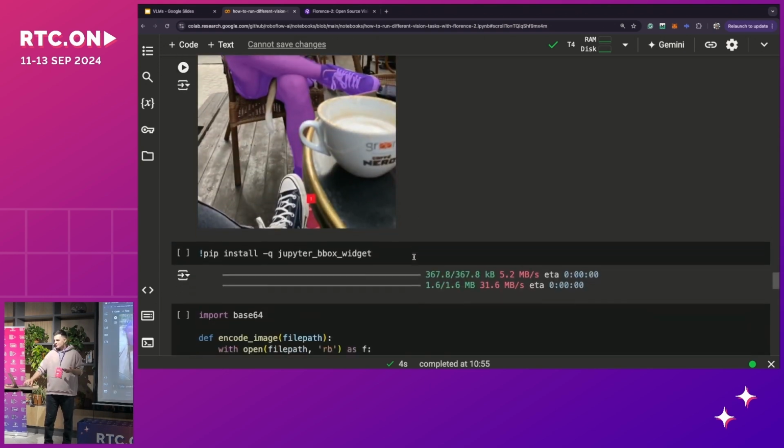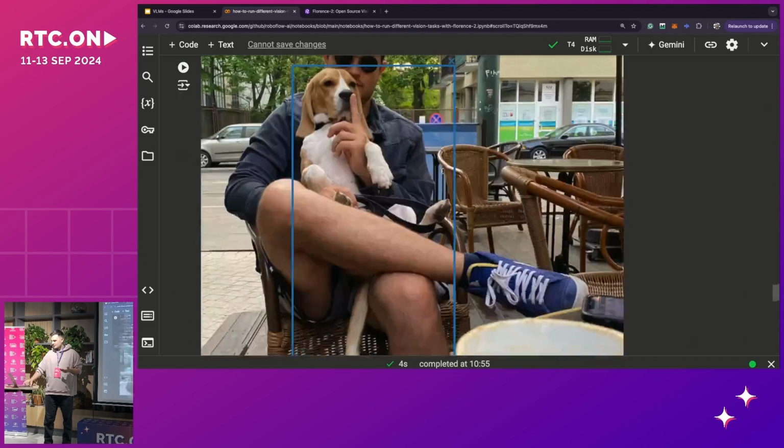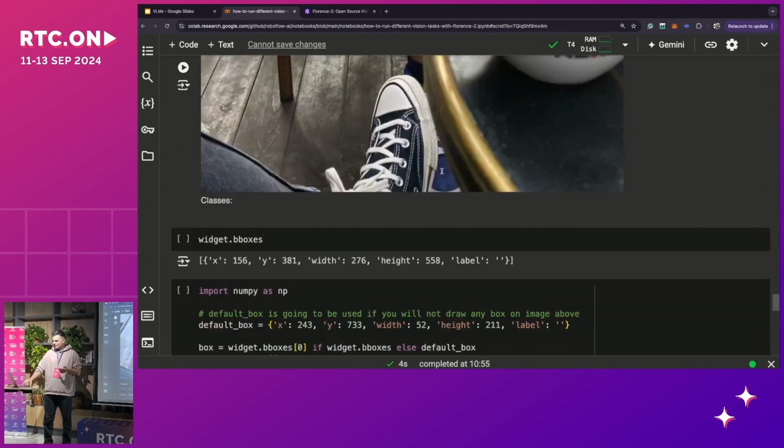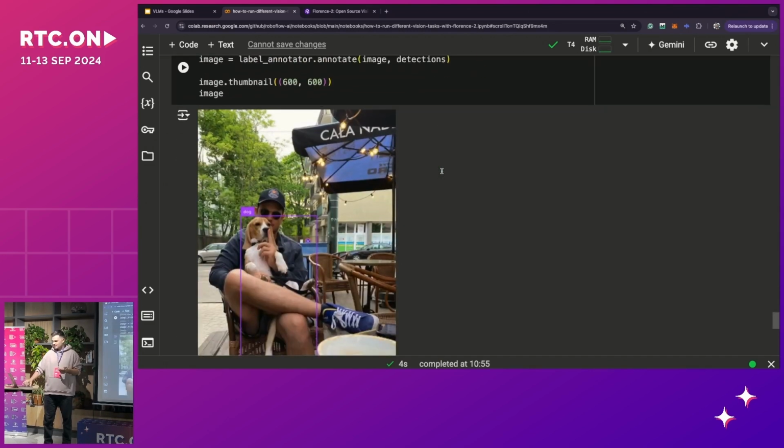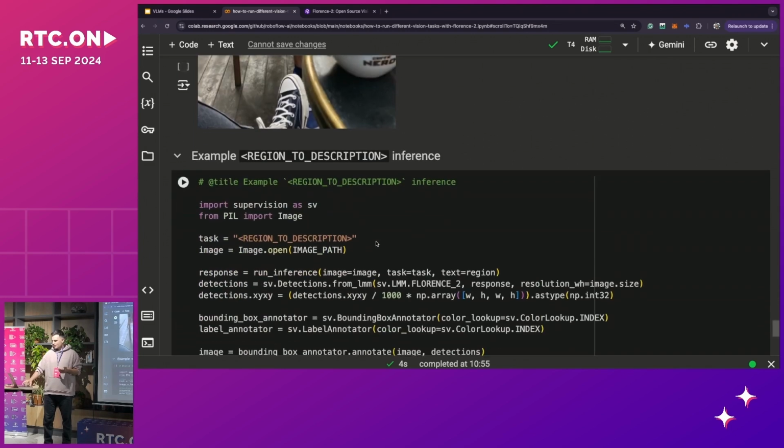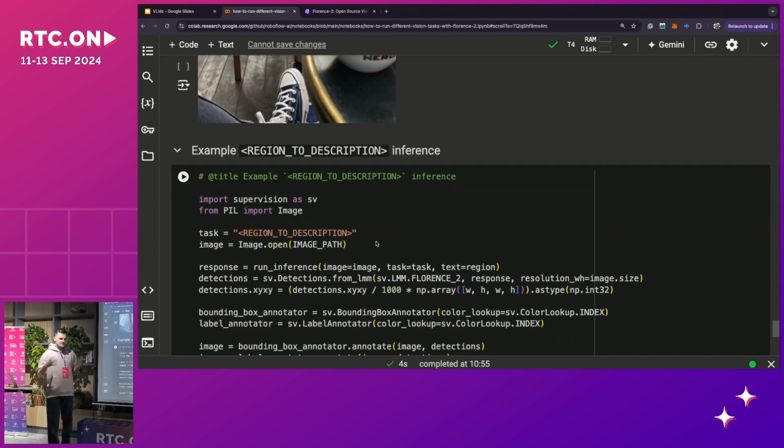You can do segmentation, you can do all sorts of different things. You can point out a specific object and get descriptions for that object. So this is VLMs. You can run multiple tasks in a single model. The model is pretty small, and like I said, you can fine-tune it.